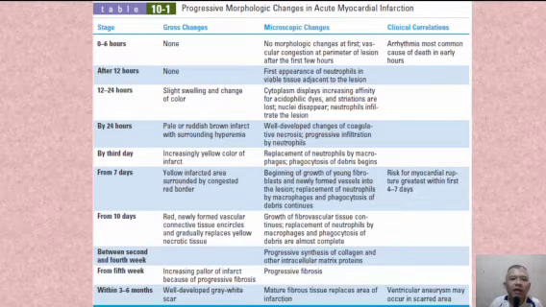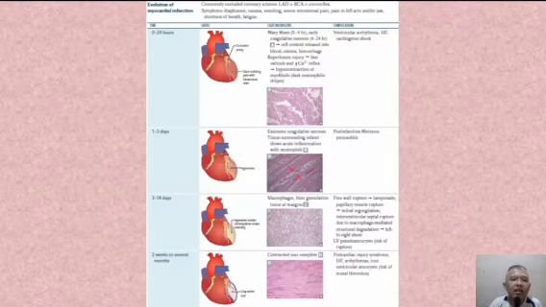This is the timeline of the gross and histologic changes of myocardial infarction. Okay, take note that grossly, earlier, we have a mottling. I have another slide for this aspect of the lecture. So here we have, no, it's not gray mottling. It's dark mottling.